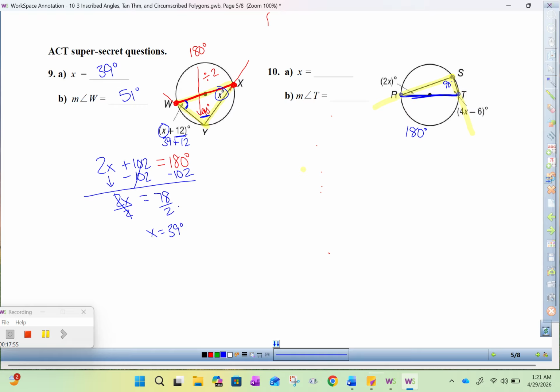Pause the video, take 2 minutes, solve for X, and then substitute in to solve for T. All right, I'm hoping your equation looks something like 6x plus 84, because I've got 90 minus 6, equals 180 degrees. Solving that quickly here, we've got 6x equals 96. Dividing by 6, we've got x equals 16 degrees. And then substituting in over here for t, that's 4 times 16 minus 6, which is 58 degrees.